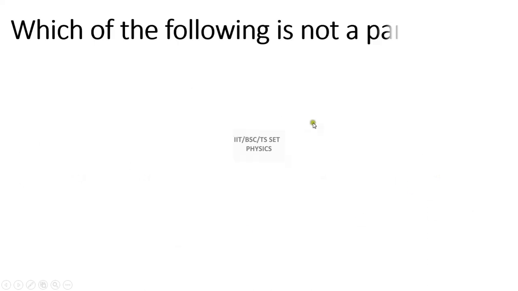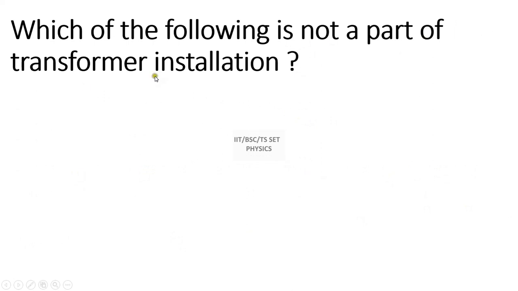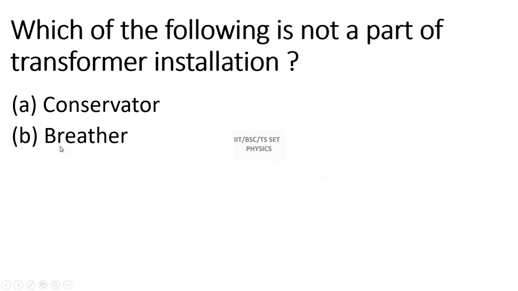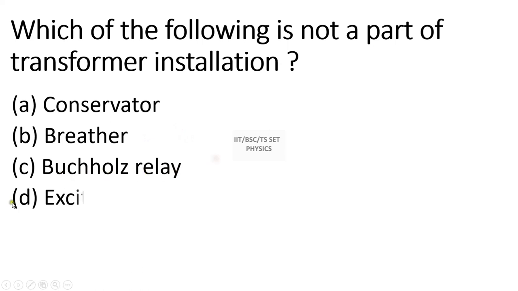Next question. Which of the following is not a part of transformer installation? A. Conservator, B. Breather, C. Buchholz relay, D. Exciter. Answer D, exciter.